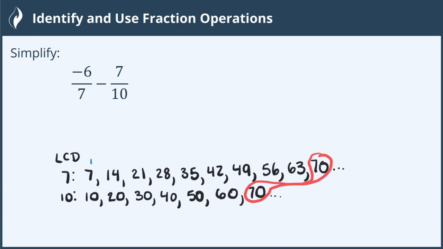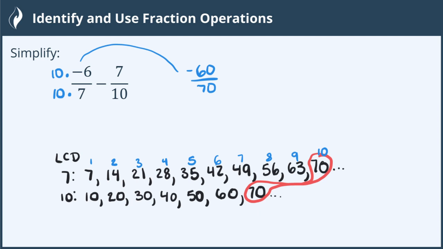1 times 7 is 7. 7 times 2 is 14. 3, 4, 5, 6, 7, 8, 9, 10. So 7 times 10 gave me 70. Now, if you can do that one in your head, that's fine. You could just say 7 times 10 gives me 70. And I multiply the numerator and the denominator so that the fraction stays equivalent. So that becomes, and I will just rewrite that over here, negative 6 times 10 is negative 60, and 7 times 10 is 70. And that's good because that's the common denominator we wanted.